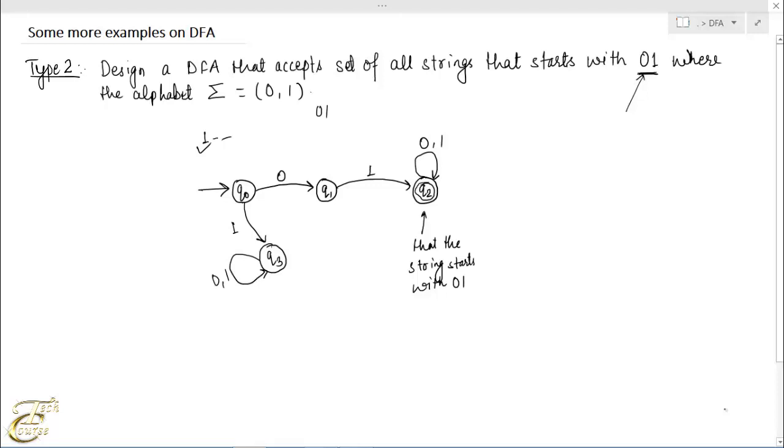Similarly, if the machine is in state Q1, that means it had already read a symbol 0 to reach Q1, and it reads a symbol 0, which indicates the string started with 00. So this should not be accepted, and whatever comes after these two zeros should not be accepted. So reading 0 from Q1 leads to Q3. This Q3 state is called a dead state, as there is no possibility of reaching an accepting state from Q3. This is our required DFA.